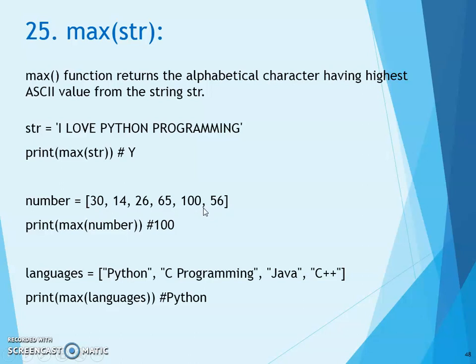Now this is a list having all digits, and if we find the maximum in this list, that is a number, then we will get the highest number. Now again one more list we are having where strings are stored. Depending upon the ASCII values, this P has the highest ASCII value. So the result of this print statement is Python.